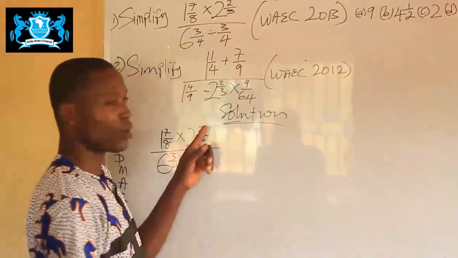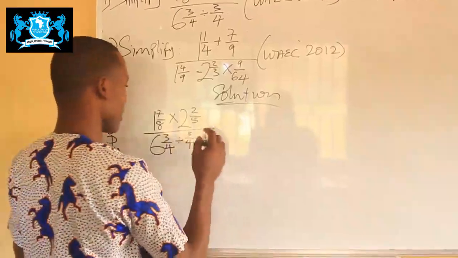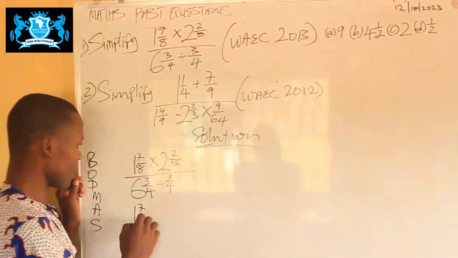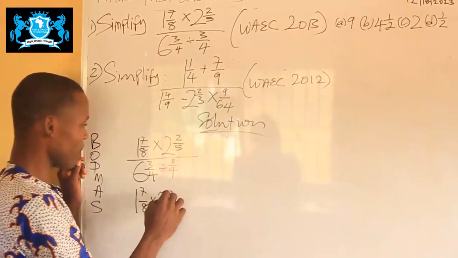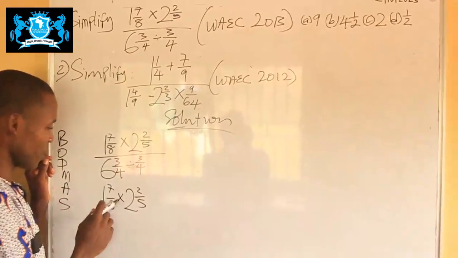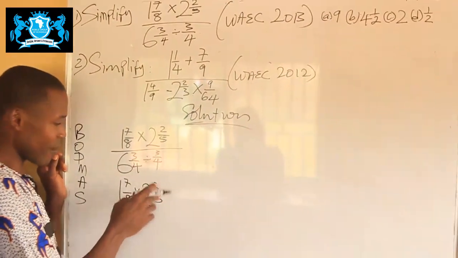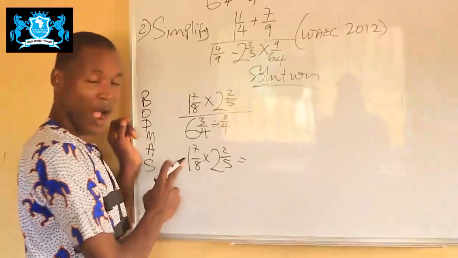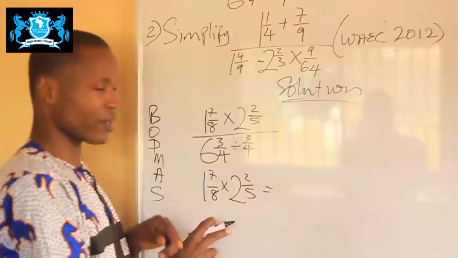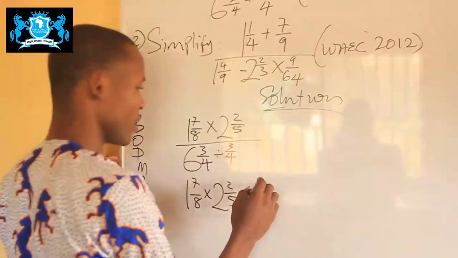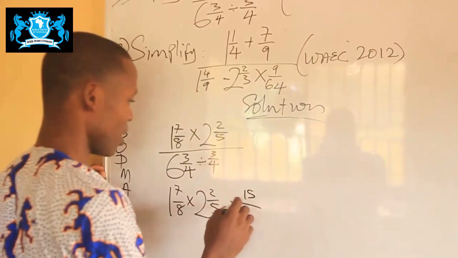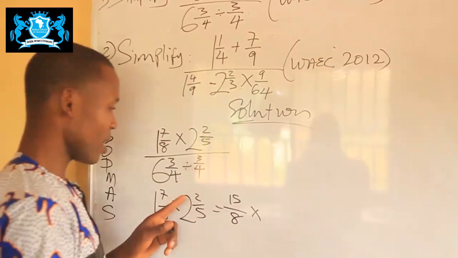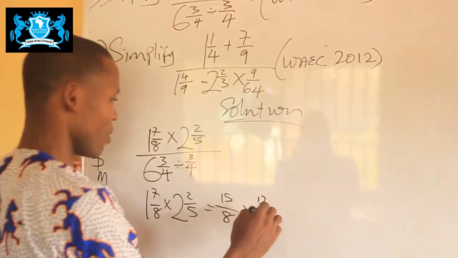Now, what do we do? Like you already know, we will solve the upper part separately. So let's bring the upper part. We have 1 whole number 7/8 multiplied by 2 whole number 2/5. How do we resolve this? These are mixed fractions, so let us change them to improper fractions. 8 times 1 will give us 8. 8 plus 7 gives us 15. So 15 over 8 multiplied by 5 times 2 is 10, 10 plus 2 is 12/5.